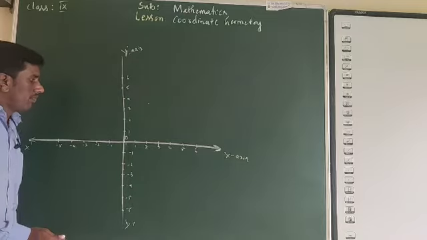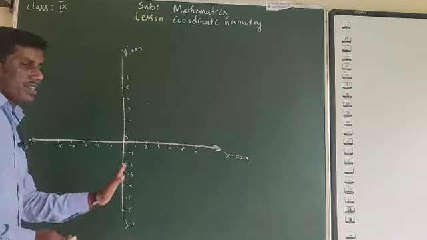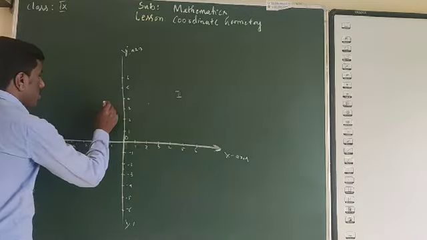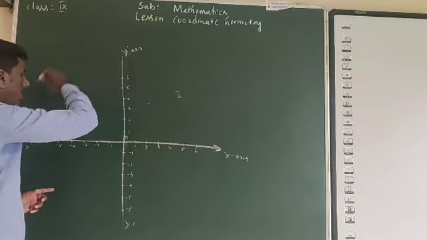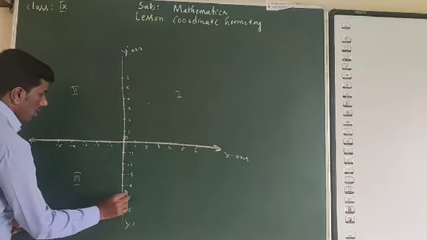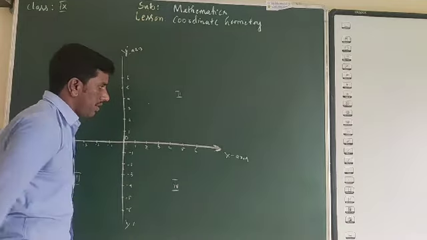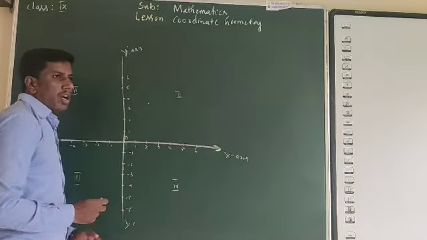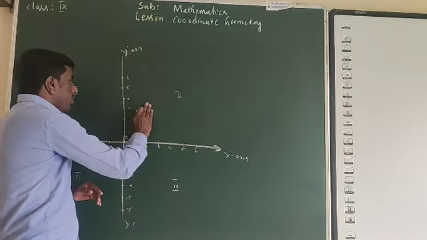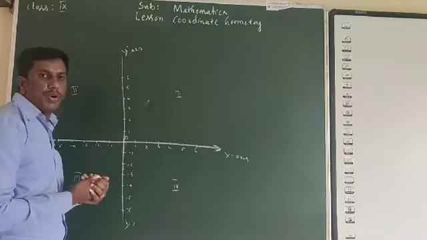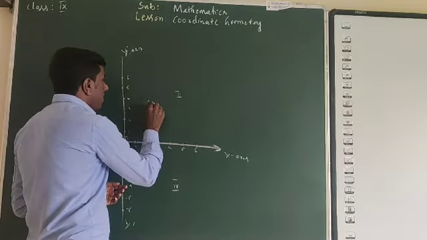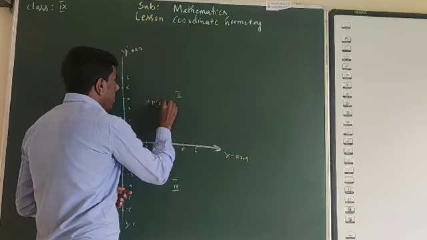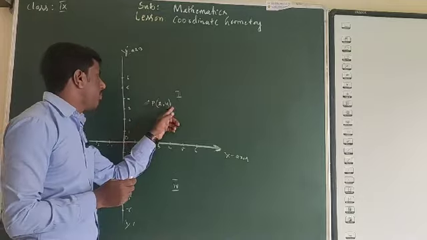Now this coordinate system is divided into 4 parts. This is the first quadrant, this is the second quadrant going anti-clockwise, this is the third quadrant, and this is the fourth quadrant. Whatever point we obtain or describe on the coordinate plane will be given in terms of an ordered pair.